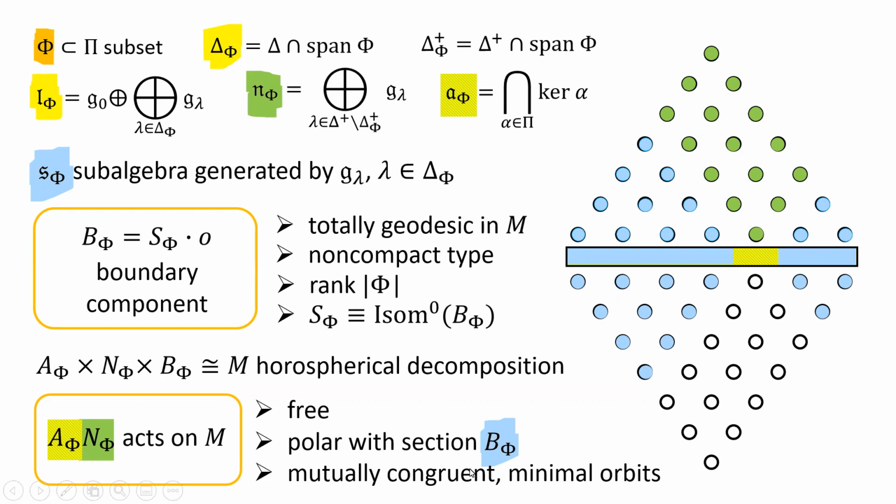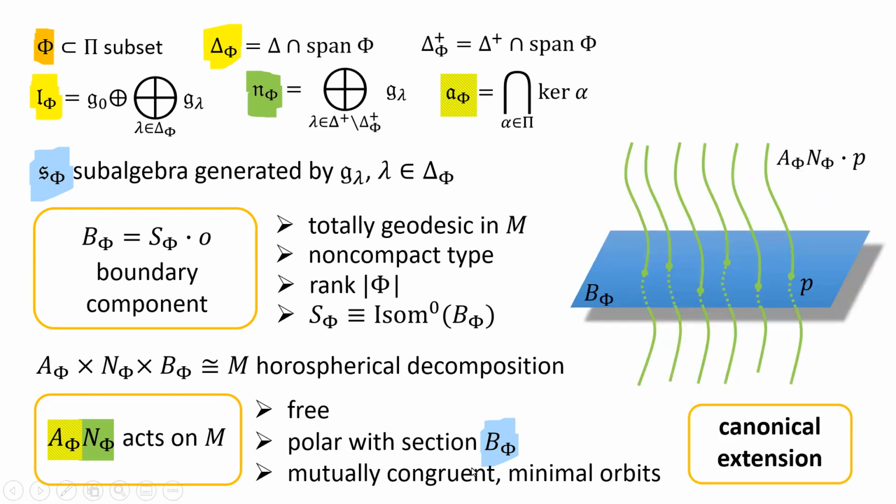Okay? All this information is important, and it's related to one of the methods that I mentioned some minutes ago, called the canonical extension. So geometrically speaking, this means the following. Here I represented by these lines the orbits of the action of A phi and phi. And here in blue, you have the section, B phi.